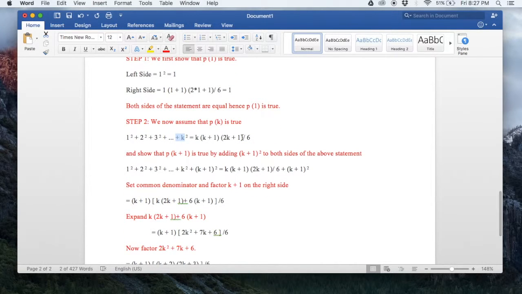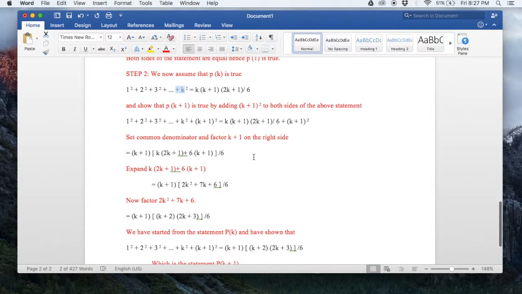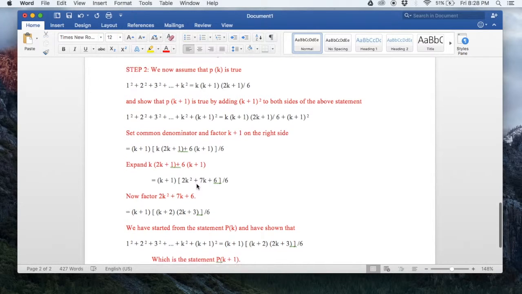So step 3, furthermore, is that everywhere that you see a k, you're going to substitute in a k plus 1 on the left-hand side. So we have to show that P of (k plus 1) is true by adding (k plus 1) squared to both sides of the above statement. Then we'll set the common denominator and factor k plus 1 on the right-hand side. And then if we expand k on this side, we'll have something almost similar.